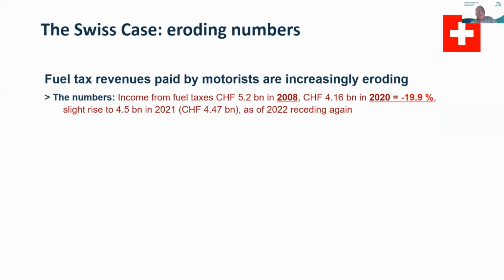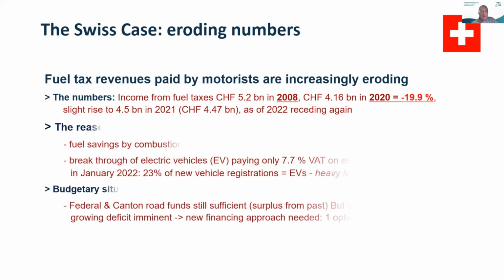I will shortly present now the Swiss case. The numbers are a bit similar. In Switzerland, we have a decline between 2008, the highest revenues of 5.2 billion, to a bit more than 4 billion, 4.16, nearly 20%. Part of it was COVID induced, but now with the breakthrough of electric vehicles, we approach 20-25%, and now a big erosion is coming.